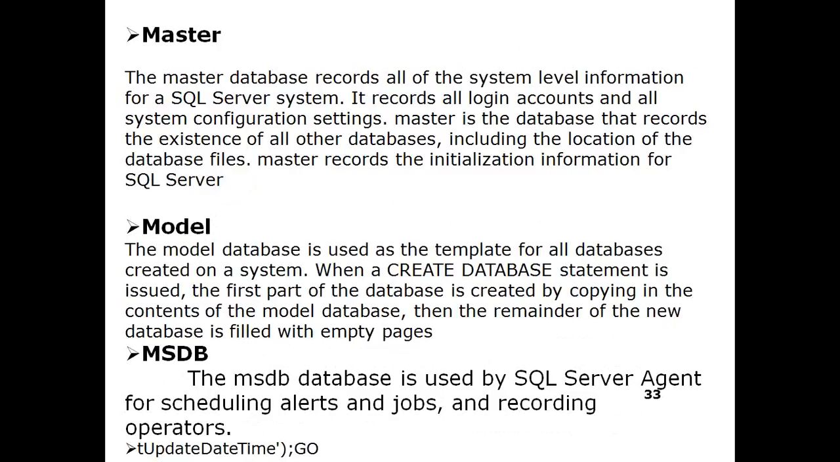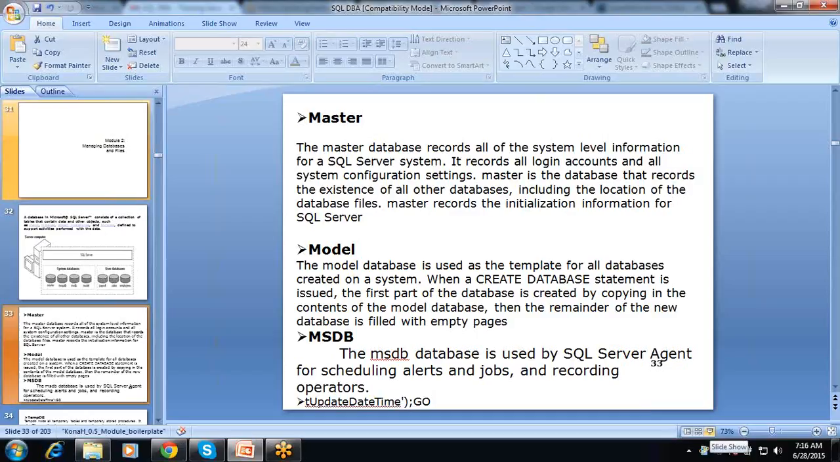Whereas coming to the model database, the model database is actually a template. It contains more than 1500 objects, and these will be moved whenever we create a new database. These objects will be copied to the newly created database. If we specify our database options, the database will be created with the provided configuration. Otherwise, the default template will be copied from the model database.